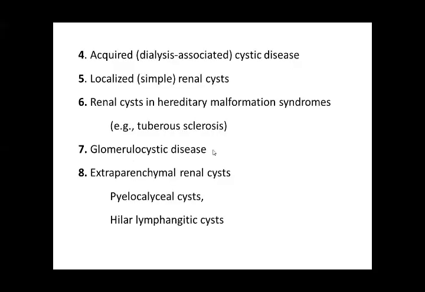And then come the acquired diseases. Acquired, we have dialysis associated. This is the only acquired disease that we have. Then we have a simple renal cyst. Simple renal cyst may be discovered incidentally. Then renal cyst in hereditary malformations, glomerulocystic diseases, and extraparenchymal renal cyst, which is pyelocalyceal cyst and hilar lymphangiectatic cyst.